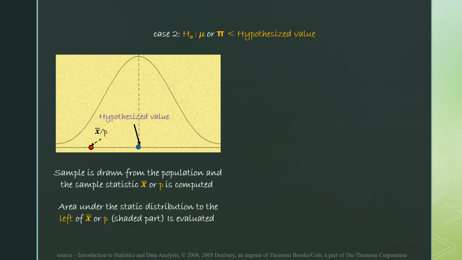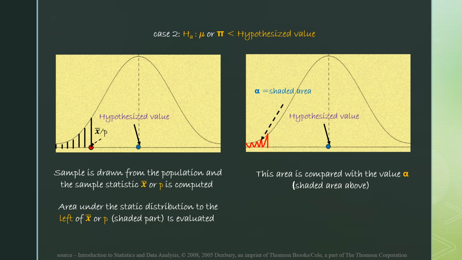Area under the statistic distribution to the left of x bar or p, the shaded part, is evaluated. This shaded area provides the probability of getting a sample statistic as extreme as the current one, meaning the current one and values lesser than the current one from the hypothesized value. This area is compared with the value of alpha, that is the shaded area shown above.